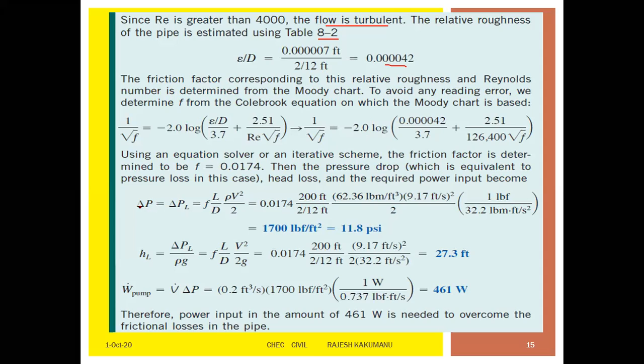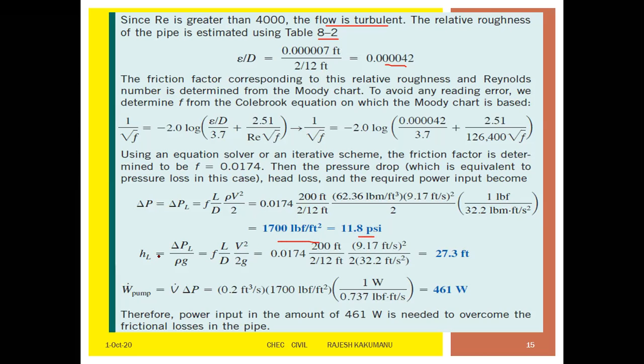So directly we are getting the formula. Delta P is equal to delta P L, that is equal to f into L by D into rho V square by 2. So applying f is equal to 0.0174. Under this equation, the friction factor is determined. These values, they will provide in the data books, or it will be assumed in the question only. Therefore f into, then what is L? 200 feet divided by 2 by 12 into rho, V is what we already derived, by 2. Then the delta P is equal to 1700 lb feet per feet square, that is equal to 11.8 pounds per inch square.